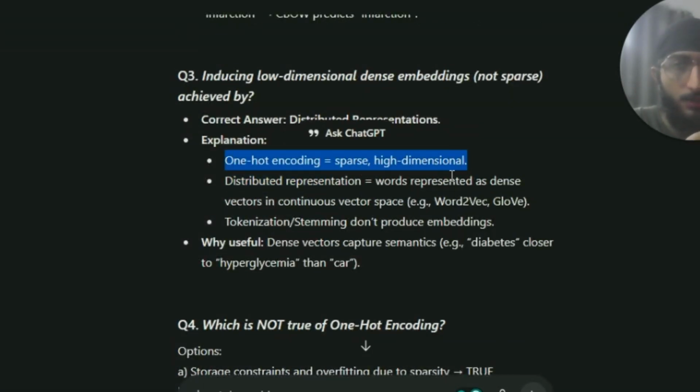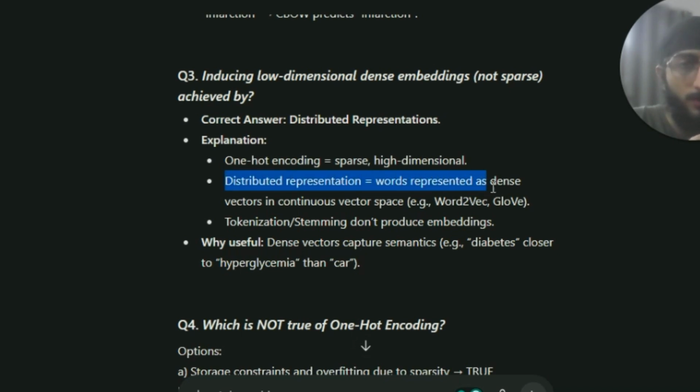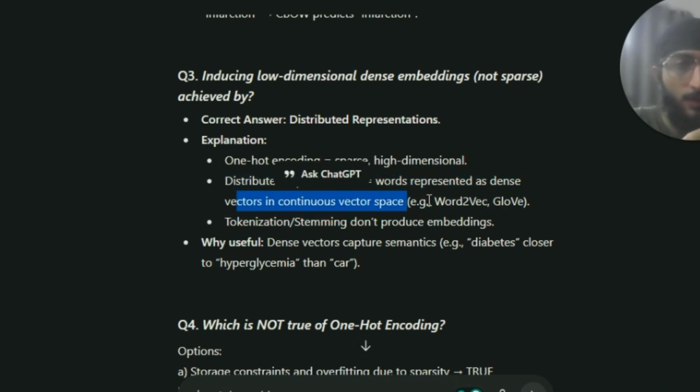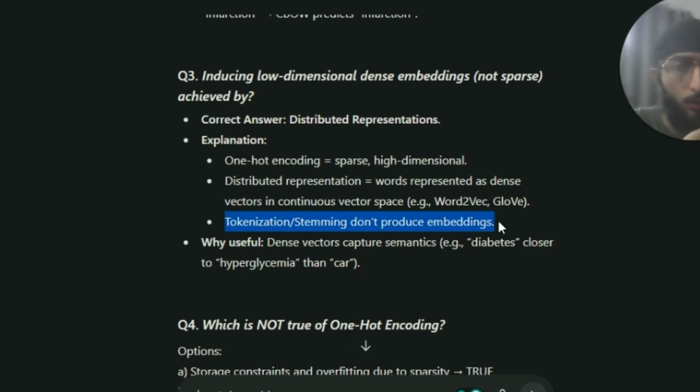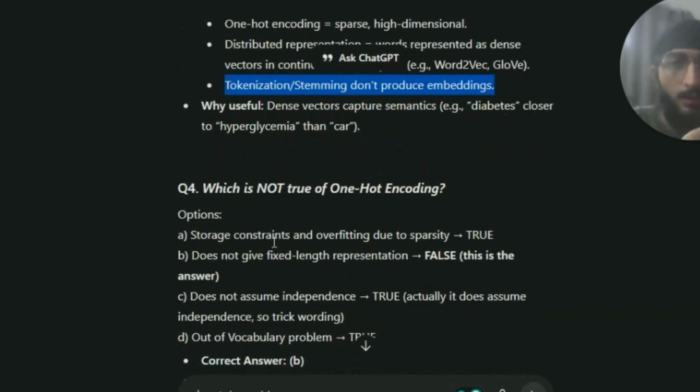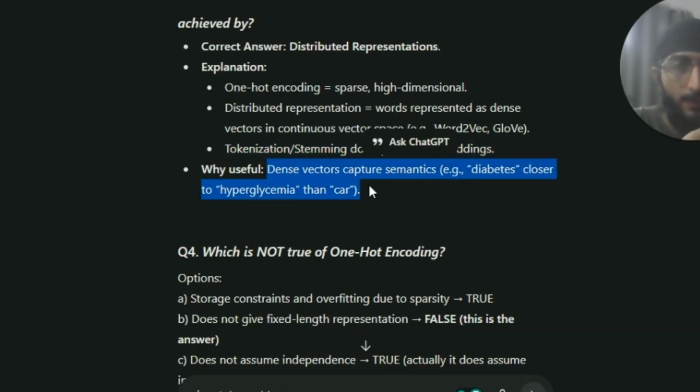One-hot encoding is sparse and high-dimensional. Distributed representation is words represented as dense vectors in continuous vector space. For example, word2vec, GloVe, etc. And then we have tokenization, stemming. They don't produce embeddings at all, right? And why is it useful? Dense vectors capture semantics. For example, diabetes is closer to hyperglycemia than car.